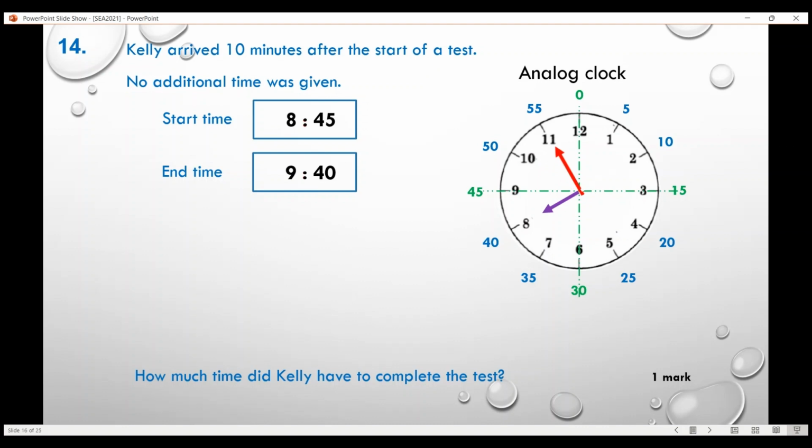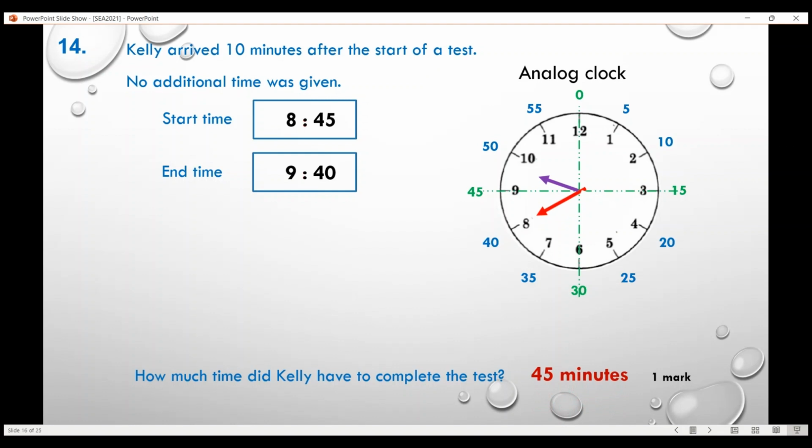And the question is asking us how much time did Kelly get to complete the test? So from 8:55, we can move 5 minutes across, and that will carry us to 9 o'clock. And from 9, we move 5, 10, 15, 20, 25, 30, 35, 40, until we're at 9:40. So we moved 5 minutes to reach 9, and then 40 more minutes. So 40 plus 5 is 45 minutes.